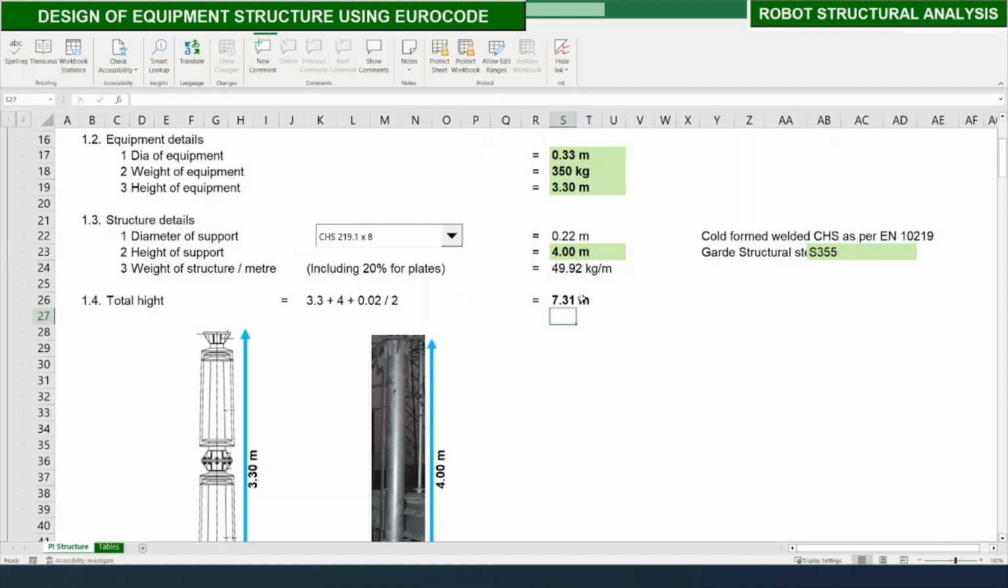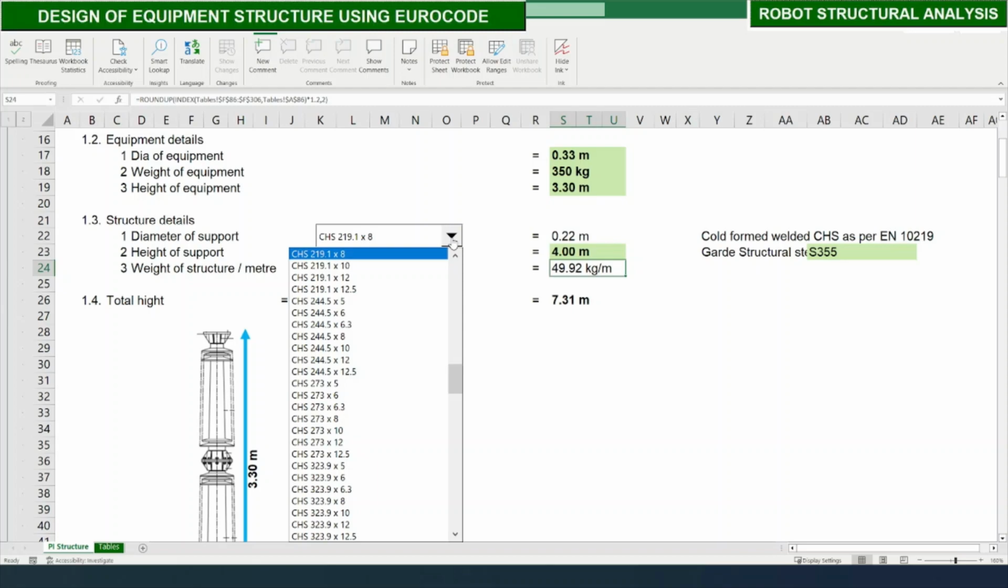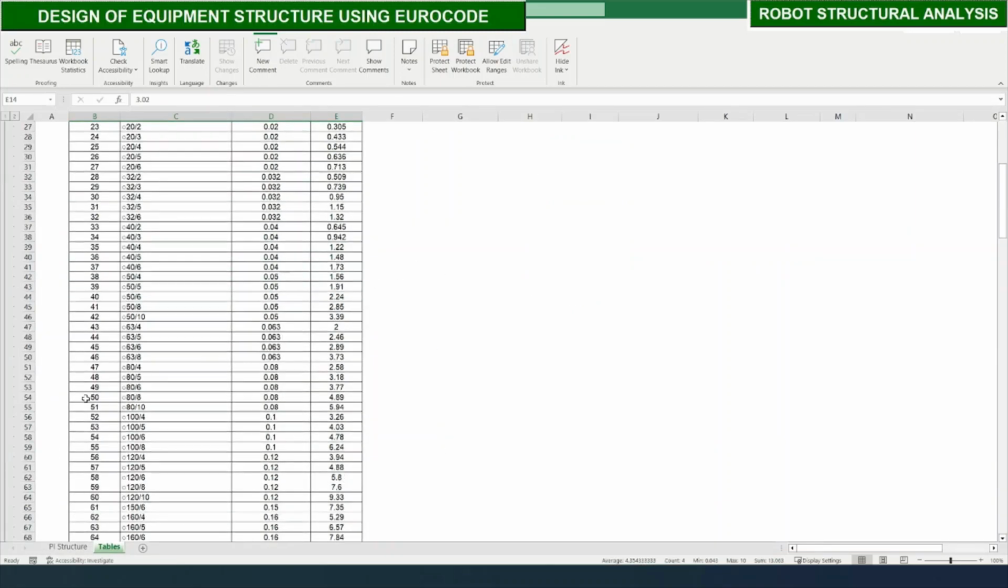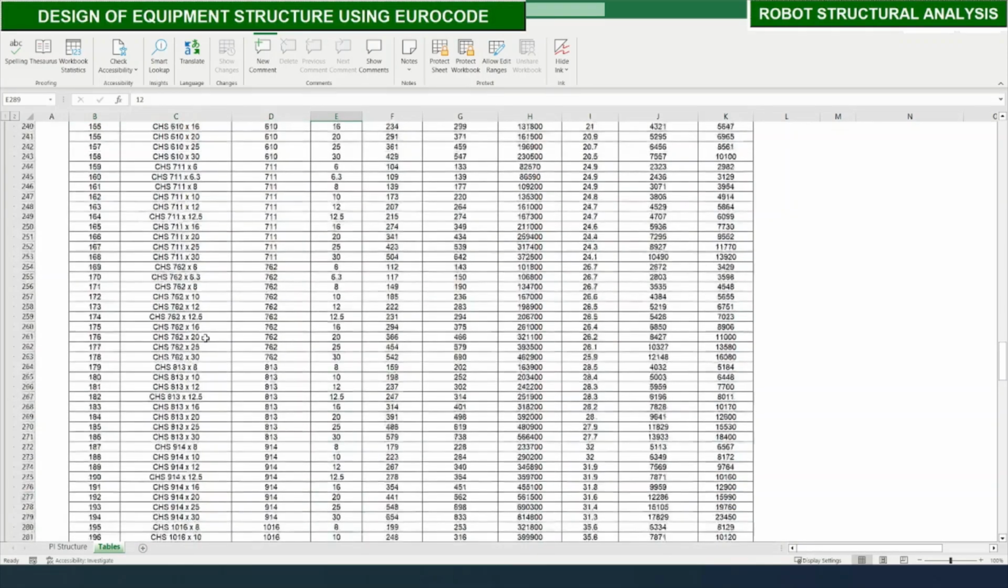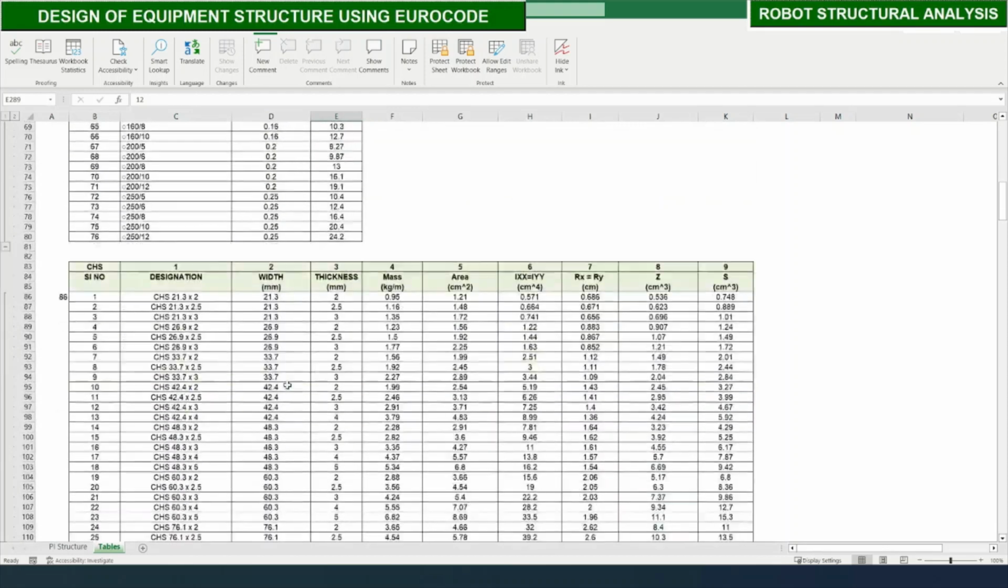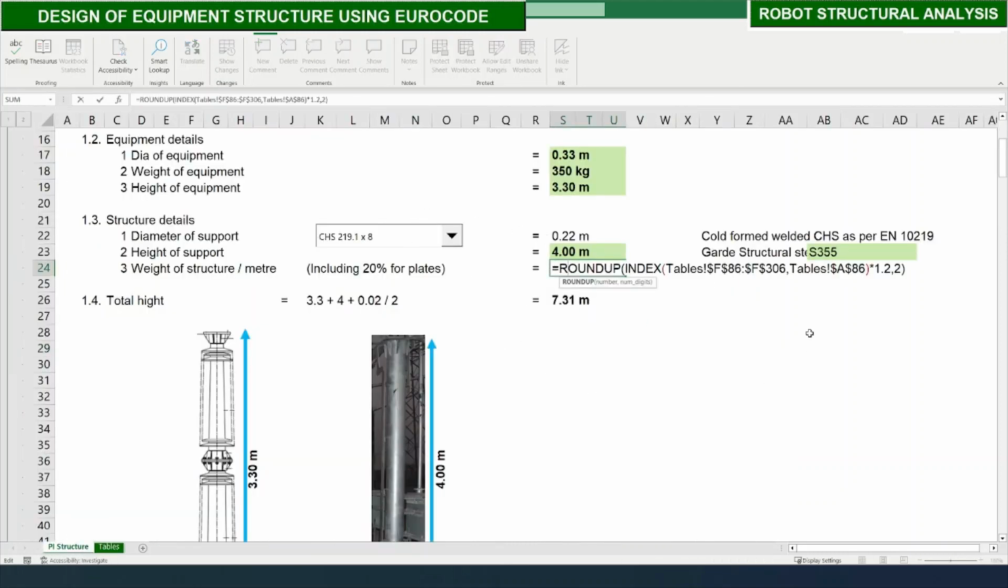Weight of a structure per meter is calculated by default from the drop-down list which we are gathering here. Here you can see the table for the circular hollow section, which has the physical parameters of the structure members: width, thickness, mass, area, IXX, IYY, RY, RX, Z, S. S is a section property. In the fourth column you can find the mass of the member, so it will pick from that. And we are considering 20% extra for plates, that is mounting plate and base plate. So this is the weight of structure per meter.